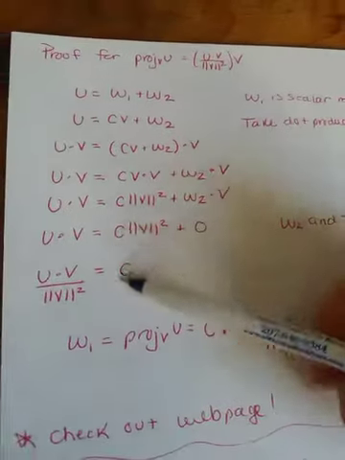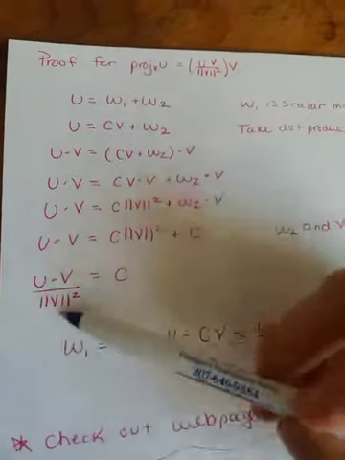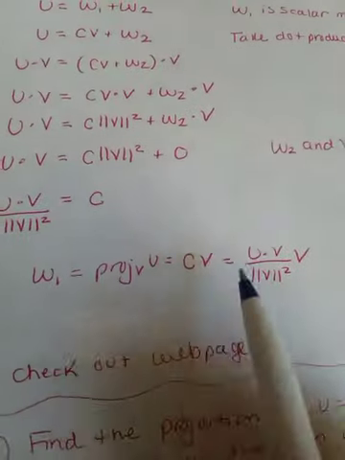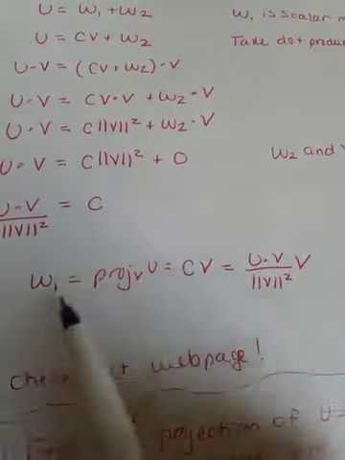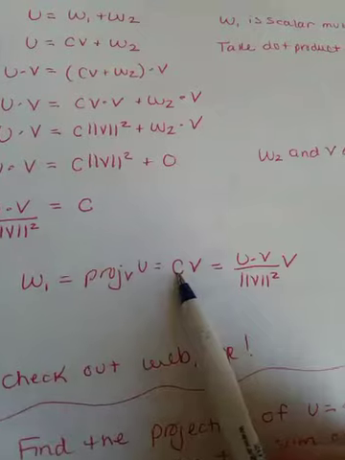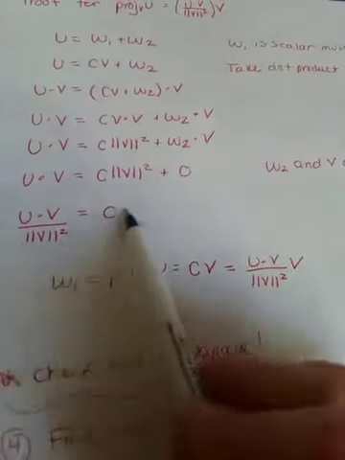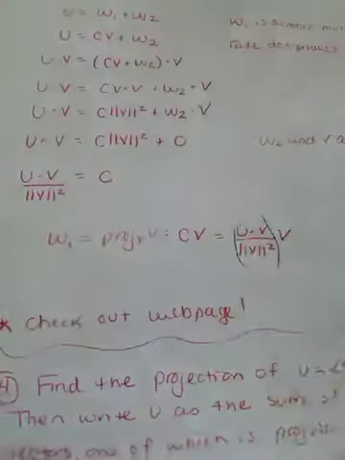So solving for this scalar c, we get u dot v divided by the magnitude of v squared. We know that w sub 1 is defined as the projection of u onto v. We also talked about previously that w sub 1 is a scalar times v. So taking what we found for c and substituting it in, I can throw some parentheses in there, it's your c times your vector v.